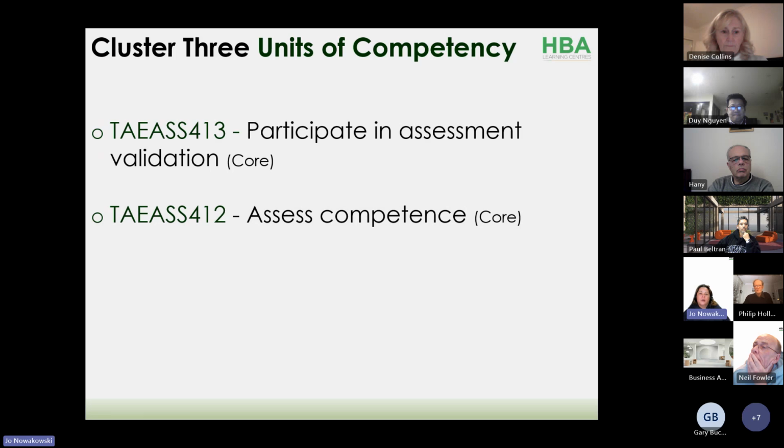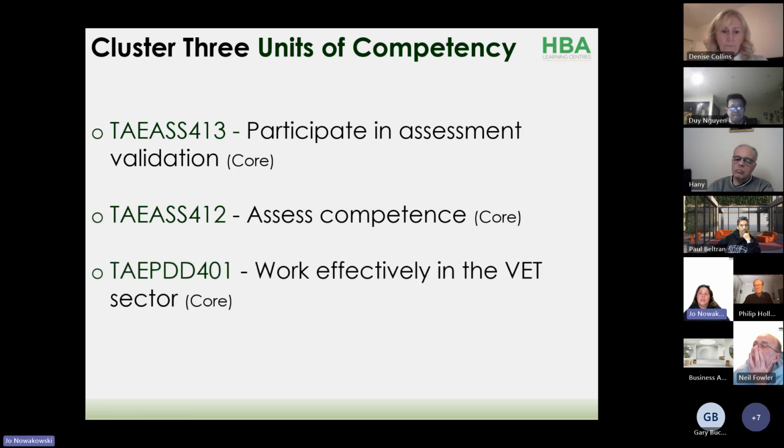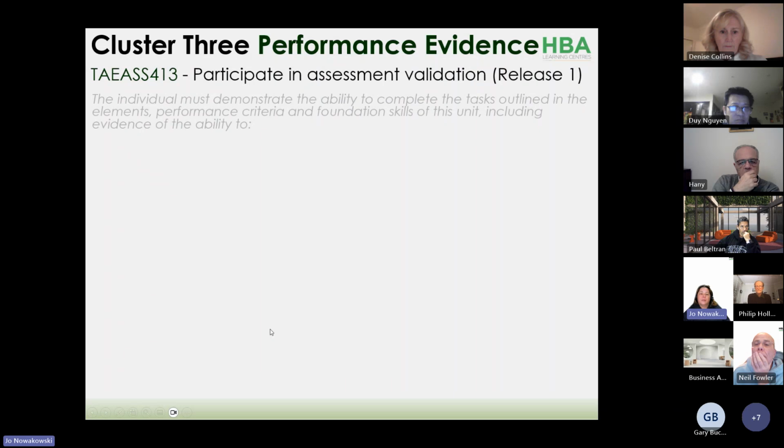The first unit of competency within our assessment cluster is TAE ASS413, which is participate in assessment validation, a core unit of competency. TAE ASS412, assess competence, another core unit of competency. TAE PDD401, work effectively in the VET sector. So that's another core unit. So 3 core units in assessment cluster 3.